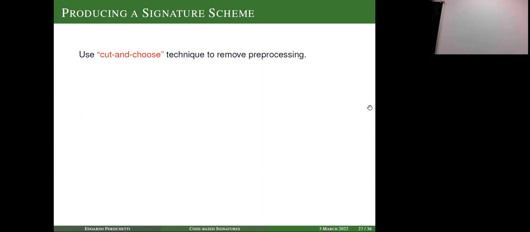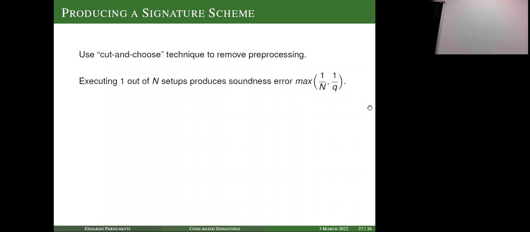To remove the pre-processing phase, because of course you don't want one, you use a cut and choose technique. So you repeat this, say, n times, and then you choose 1 out of n. This cut and choose guarantees that your pre-processing is done right, because you don't know which instance is going to be asked of you, right? There are some techniques here that belong traditionally to the realm of hash-based signatures, for example. So you prepare n setups, you execute exactly one of them, and then you have a 1 out of n probability of cheating, essentially. Put this together with the other soundness error, and that's your soundness error. Traditionally, you can choose n equal to q, for example, and then 1/q, that is 1/n, is the soundness error.